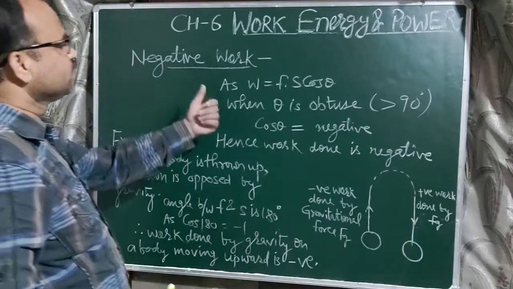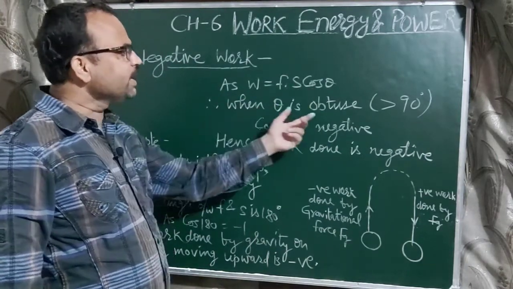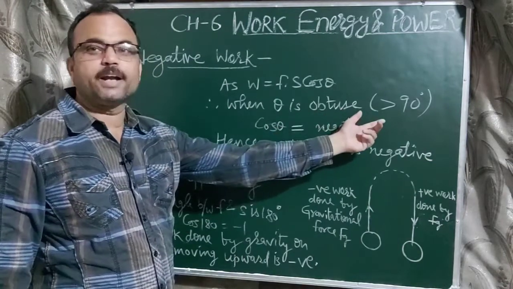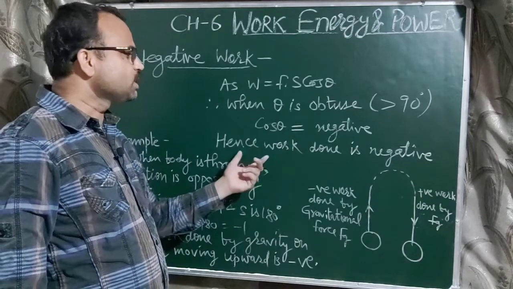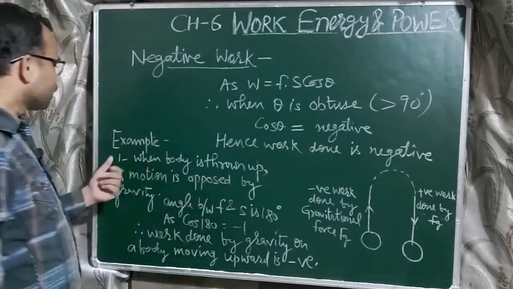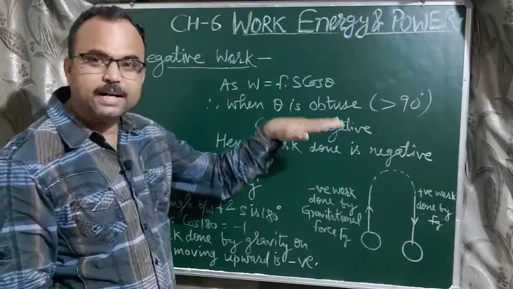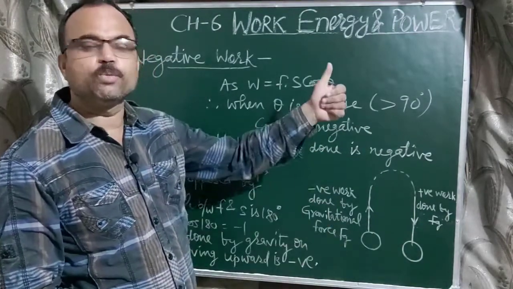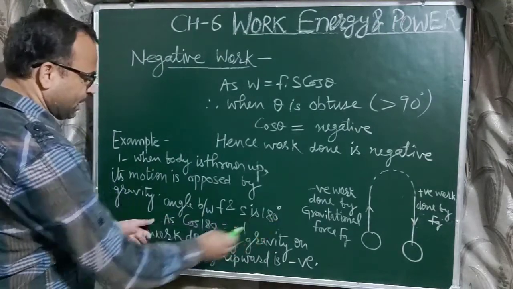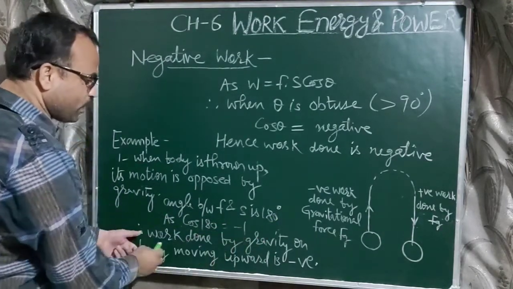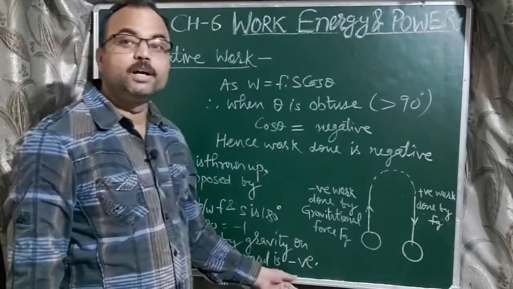In negative work done, as we know that W = F × S × cos theta, when theta is obtuse, meaning greater than 90, then the value of cos theta is always negative. Hence the work done is negative. Now discuss the first example. When a body is thrown up, the gravitational force acts downward and the displacement is upward. So the angle between force and displacement is 180, and the value of cos 180 is -1. So work done by gravity on a body moving upward is negative.